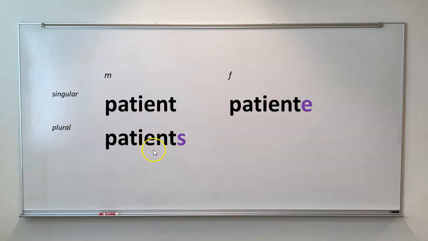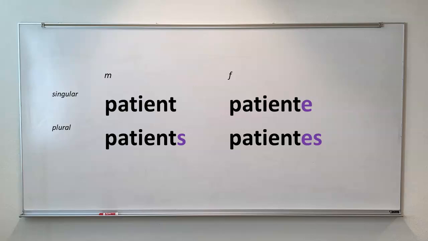Okay, so for the feminine, if I want the feminine plural, I have to add an S, but not to the masculine form, but to the feminine form. So I have patiente, and I'm going to add an S, and I have patientes. And there we have our 4 different forms.